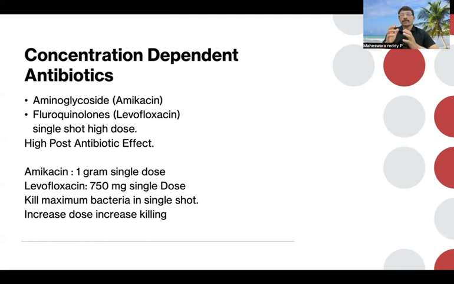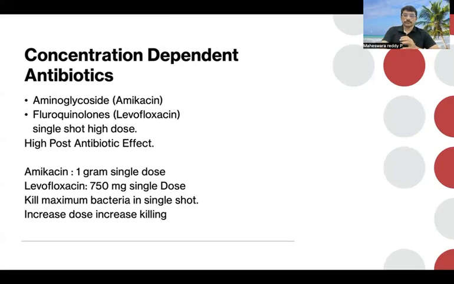So when you give amikacin, the dose should be 1 gram OD, a single dose. It is a crime to give amikacin 250 mg BD or 500 mg BD. It should be a 1 gram single dose. And for levofloxacin, it should be 750 mg OD, not 250 mg BD. Because they are concentration dependent, these antibiotics should be a single-shot high dose.